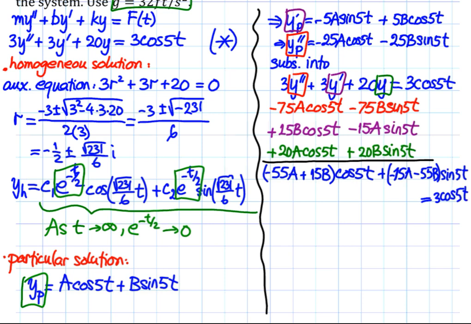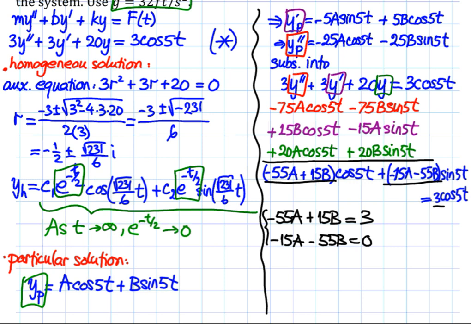And then matching the coefficients, we match the coefficient of cosine 5t with that. So we have negative 55a plus 15b equal to 3. And then we match this to 0, because we do not have sine of 5t: negative 15a minus 55b equal to 0. This system of equations, let's just use the calculator to solve it.